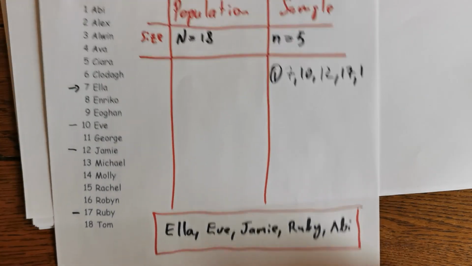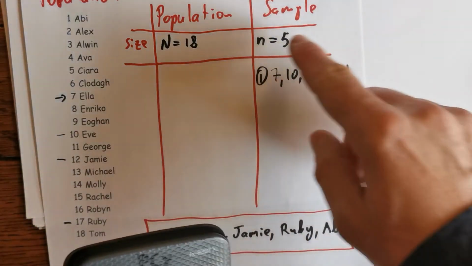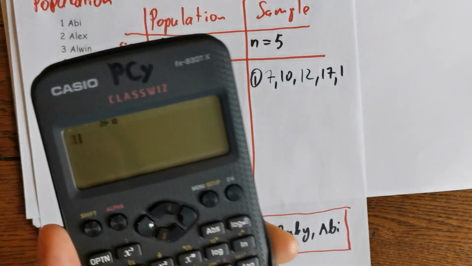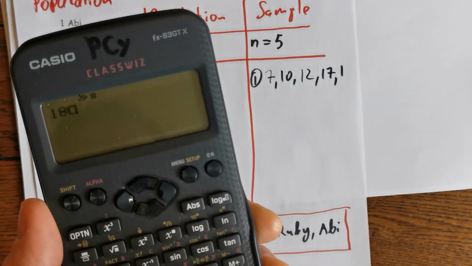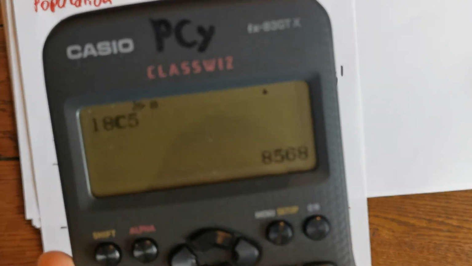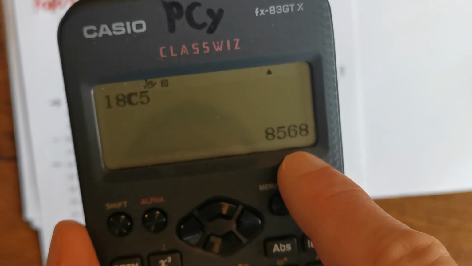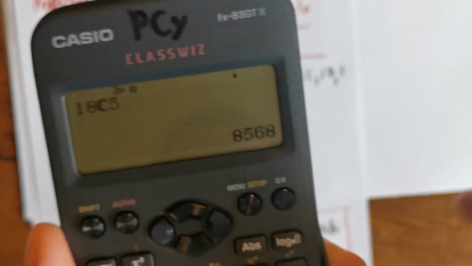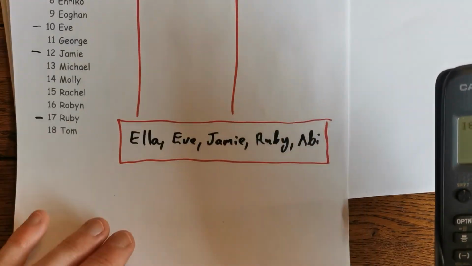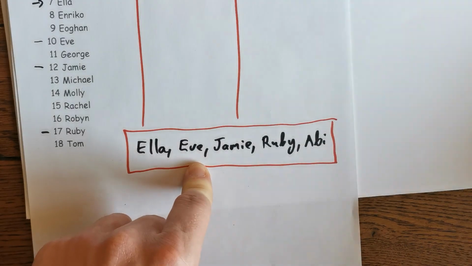And then we generated a simple random sample using my calculator. Remember, to see the number of ways I can choose 5 people from 18, it's 18, shift, division key, 5, hit equals. It should say up here, 18 choose 5. That's the number of samples of size 5. So that sample that I took is just 1 out of 8,568 possible samples of size 5 that I could have taken.